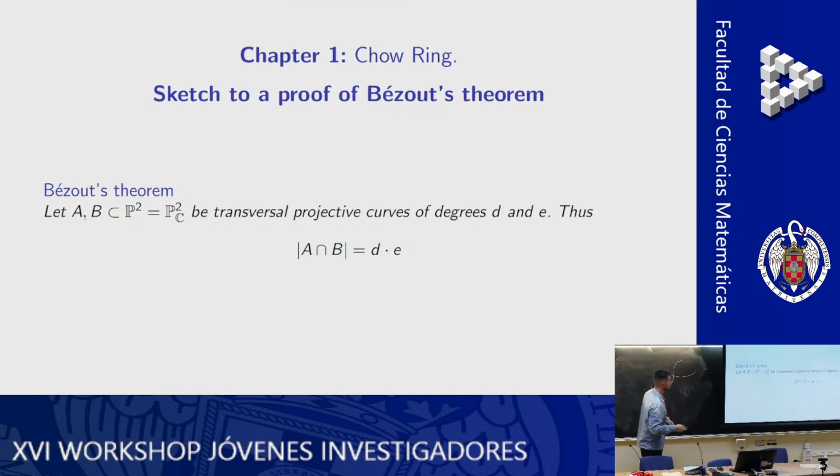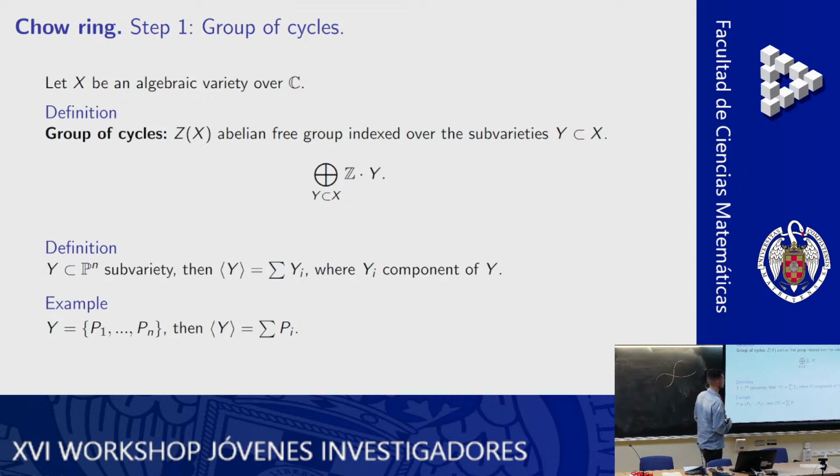Okay. So, I will continue. Let's talk about the first part, how to get rid of all that information that we don't mind. For that, we are going to work not in the set of projective curves, but we are going to construct simply the abelian free group indexed over the projective curves. It's just a group made up of elements like 2 times a parabola plus 3 times a line plus 5 times a plane, whatever that means. Okay, so it's a formal construction.